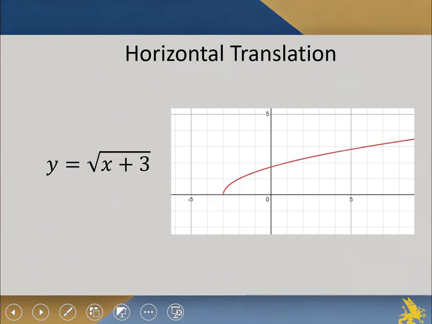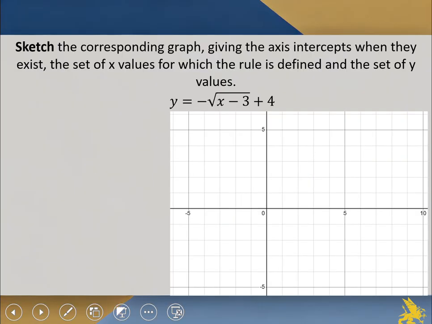Likewise, with a horizontal translation, it's inside that square root. We can't get a negative, so what makes it 0? x must be -3, that is our starting point, which is our turning point.